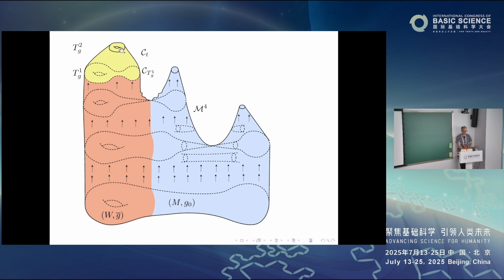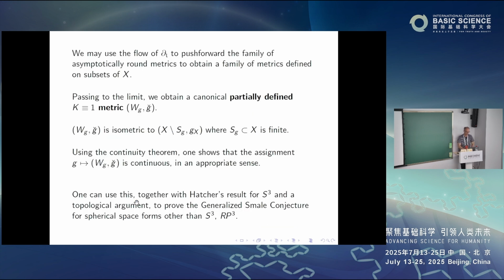And when you do that, you can simply push forward this asymptotically round metric, and you end up seeing that on the time zero slice, okay? So you can push that forward to the time zero slice, and you end up with a canonical metric with curvature 1 that's associated with the original metric.